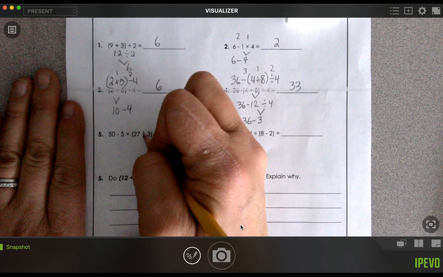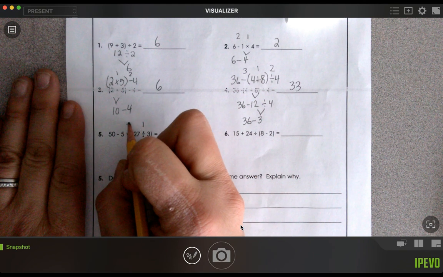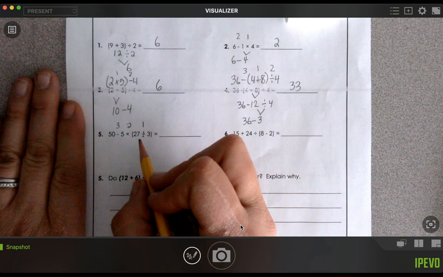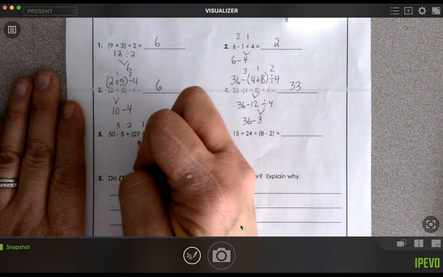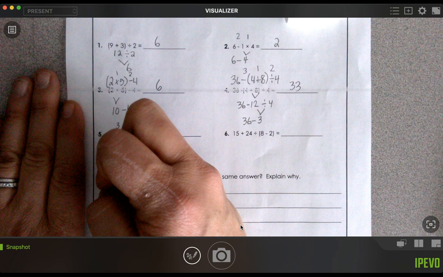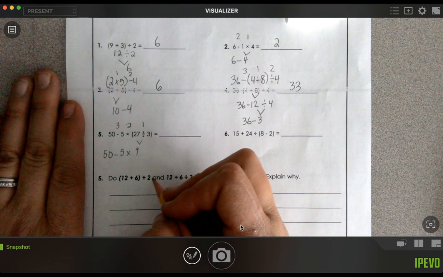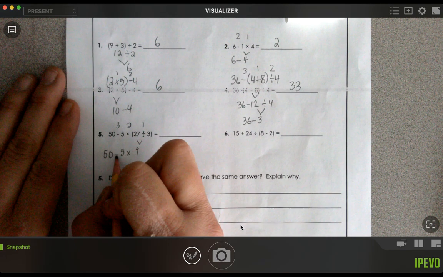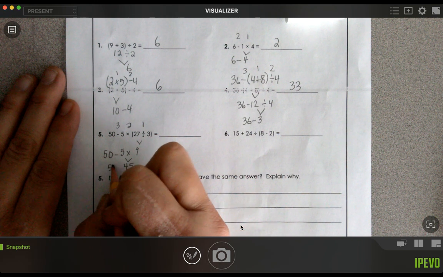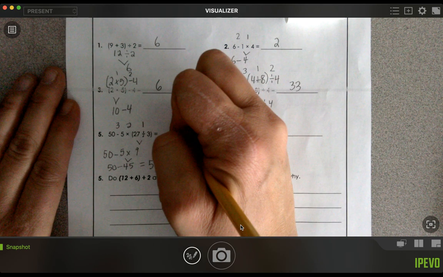This is a little division sign. So we are going to divide in parentheses before we multiply and before we subtract. So that's my order of steps right here. 27 divided by 3 is 9. 5 times 9. I just sort of fill in the rest. I'm going to multiply before I subtract. 50 minus 45 is 5. So that answer is 5.